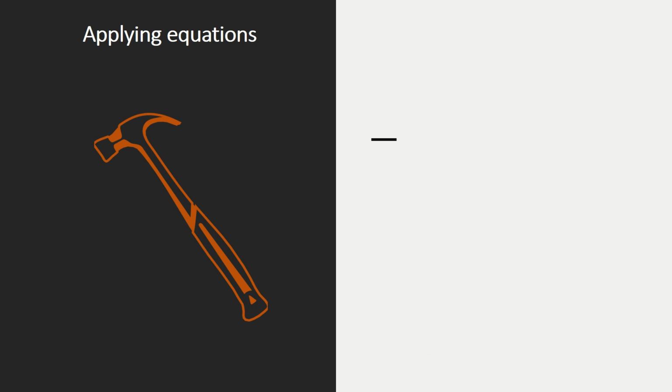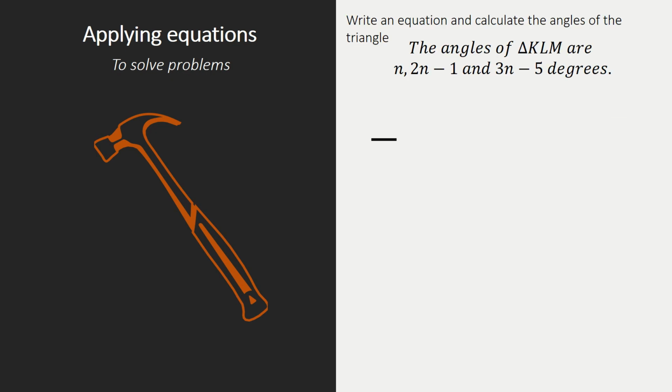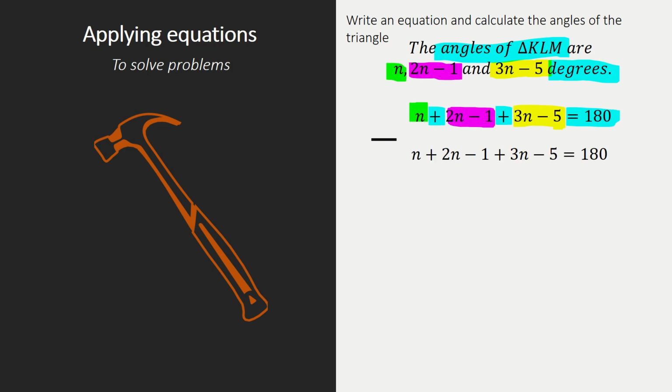Alright, let's have a look at the second calculation. The angles of triangle KLM are n, 2n minus 1 and 3n minus 5 degrees. We need to calculate the angles of the triangle. We already saw how we could write this equation, and it was n plus 2n minus 1 plus 3n minus 5 equals 180 degrees. How can we solve this?